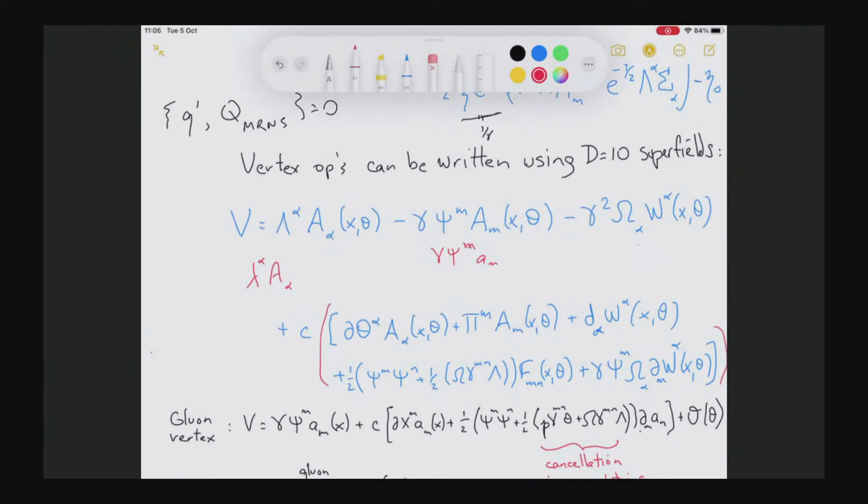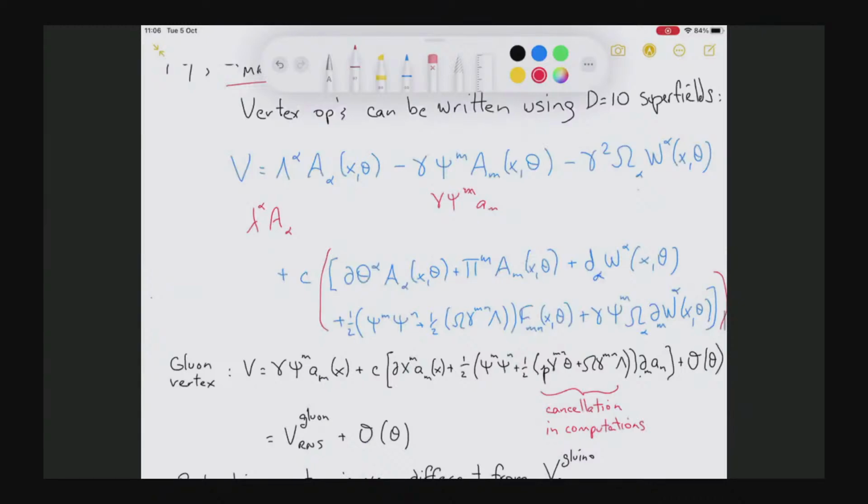Okay, so one can check that this vertex operator, the blue vertex operator, is in the cohomology of this modified RNS BRST operator. So it's manifestly space-time supersymmetric. If you look at how the gluon appears, so we're doing, of course, the open superstring. So this has the gluon and gluino if you're looking at the massless sector. So the gluon vertex operator is not so different from the RNS vertex operator.